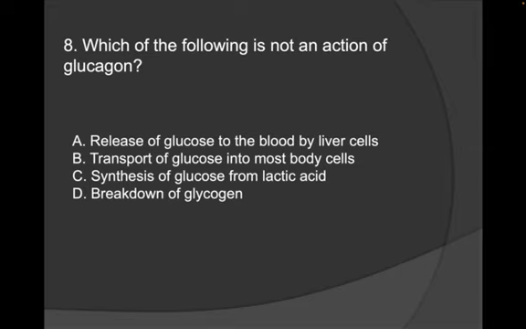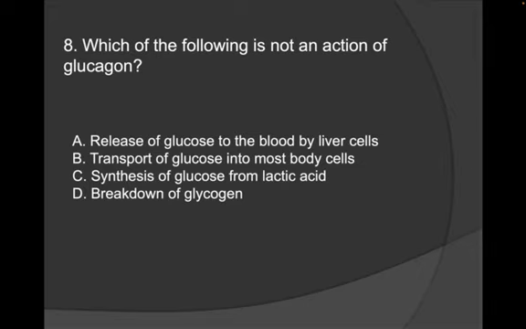Okay. Which of the following is not an action of glucagon? Glucagon is the hormone that does the opposite thing of insulin. What is that? B, yes, because hormone do not transport its own target substance. So therefore, glucagon will not transport glucose into most body cells.